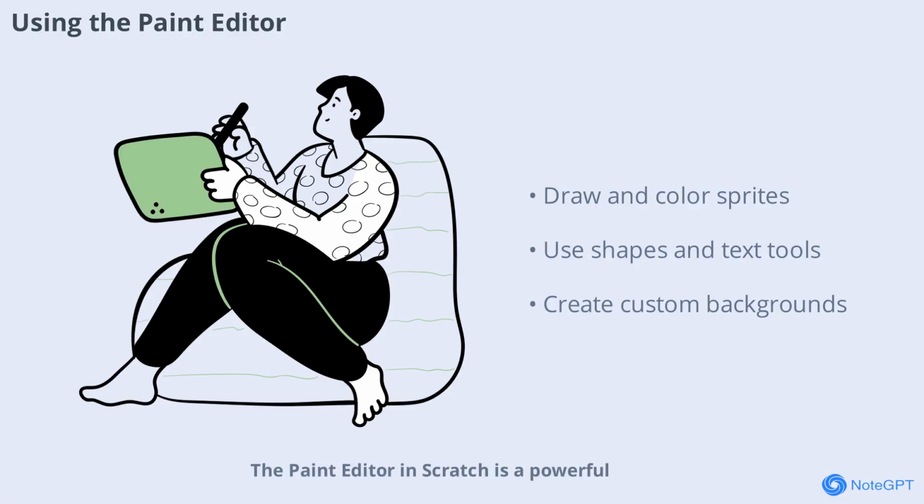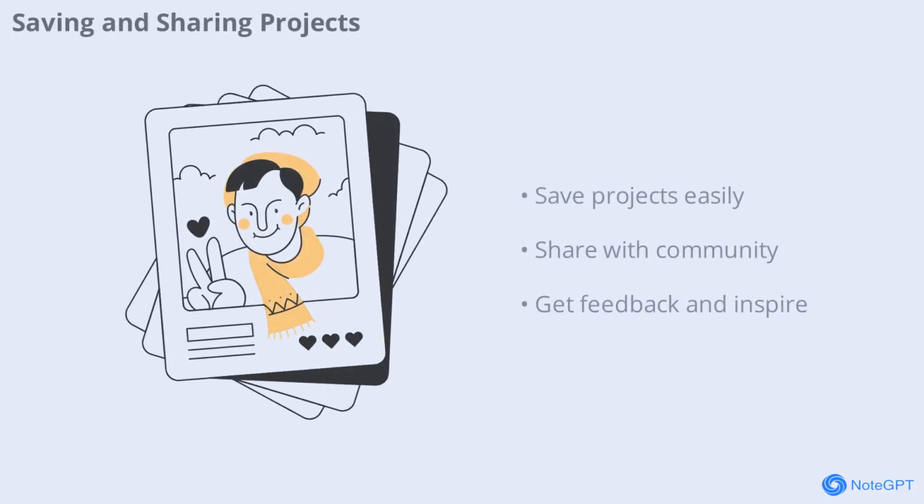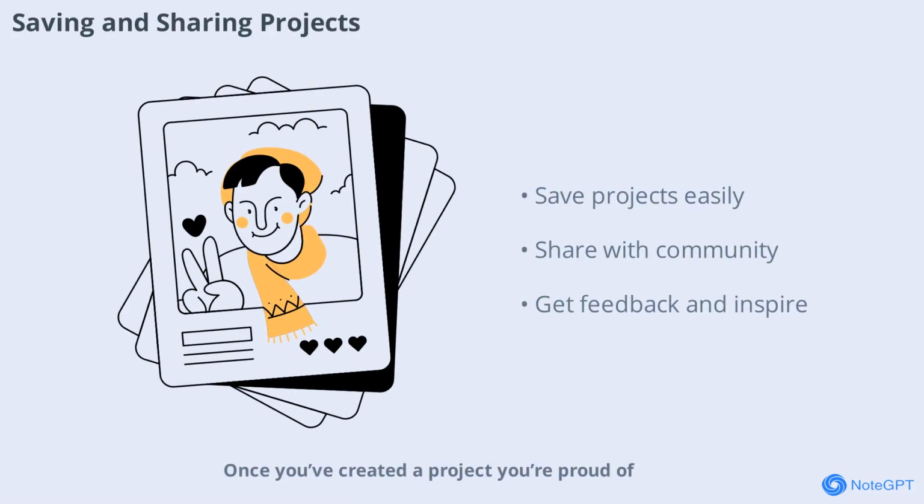Paint Editor in Scratch is a powerful tool for creating and editing sprites and backgrounds. You can draw, color, and add details to your designs. The editor offers brushes, shapes, and text tools to help you bring your ideas to life. Whether you want to create a new character or a custom background, the Paint Editor gives you the flexibility to be as creative as you want. Try it out and see what amazing designs you can make. Once you've created a project you're proud of, Scratch makes it easy to save and share your work.